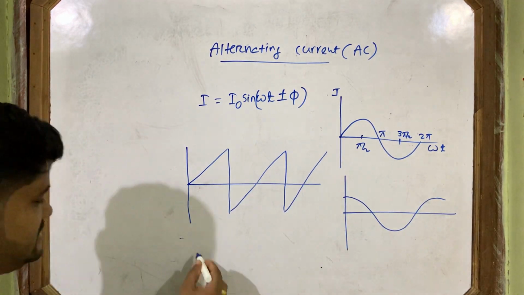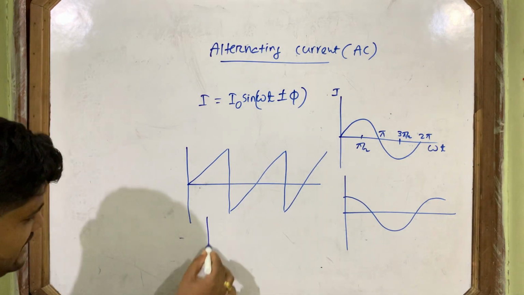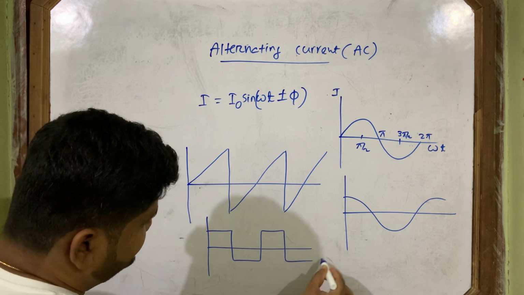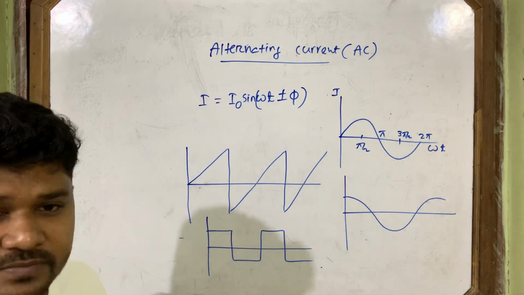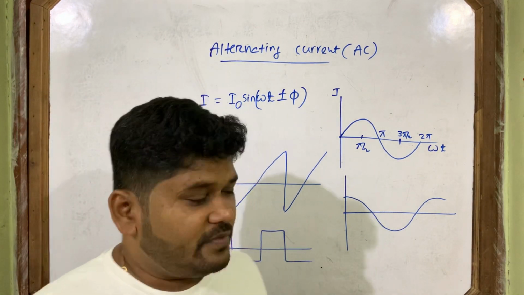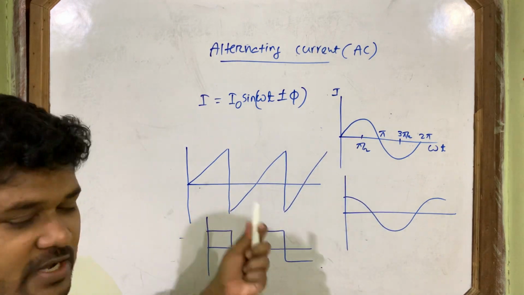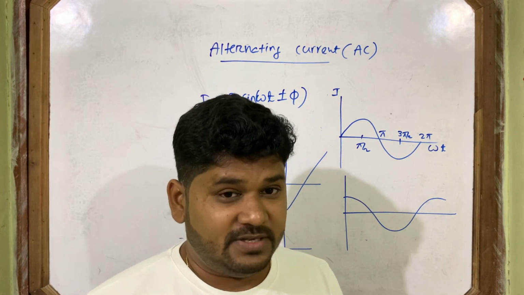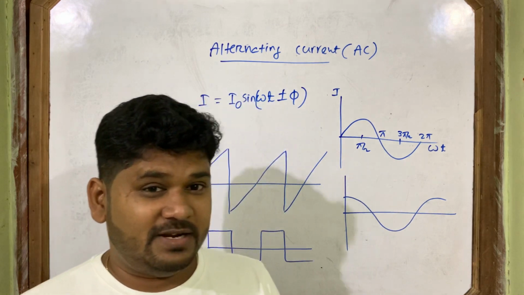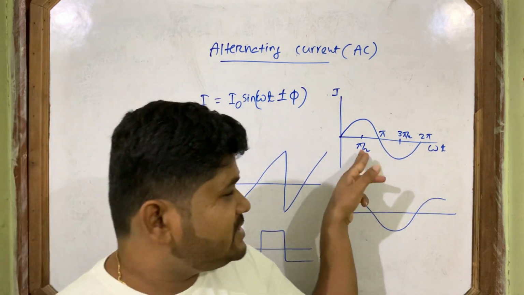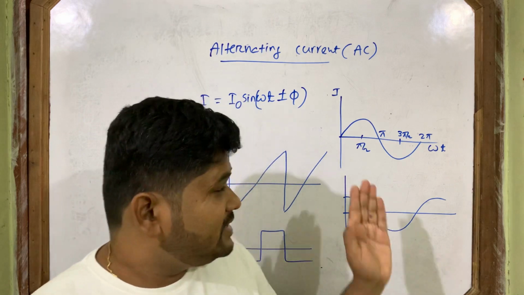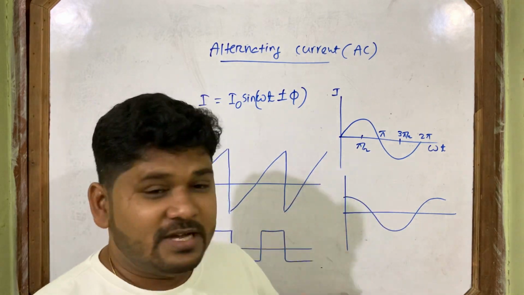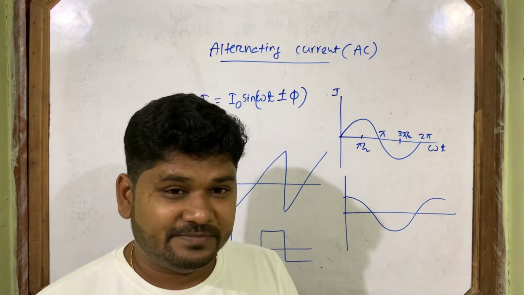The graph can be like this. Not only this, the graph can also be like this. The graph can be like this. This is a square wave. So the alternating current graph can also be of many types. But again the question comes into your mind: but we always use this type of graph. Why do we always discuss this type of graph, which we generated in the AC generator?